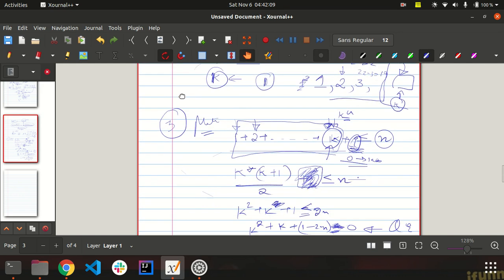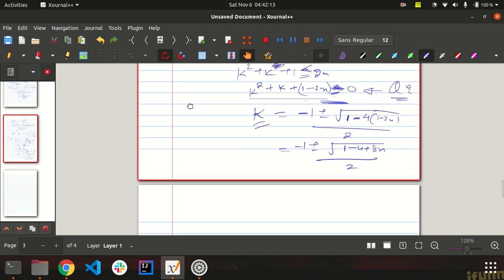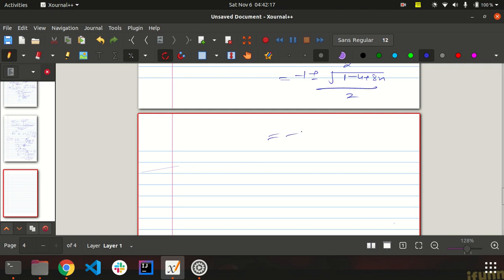So now this can be written as minus 1 plus minus square root of 8n minus 3 upon 2. Now as we know, the constraints of this question say that n can only lie between 1 and integer max.